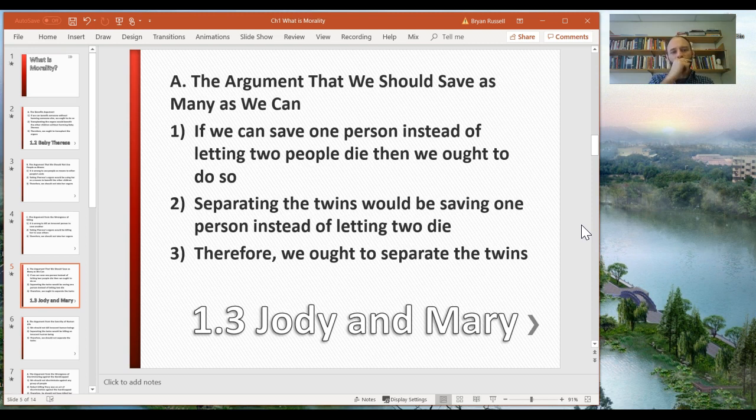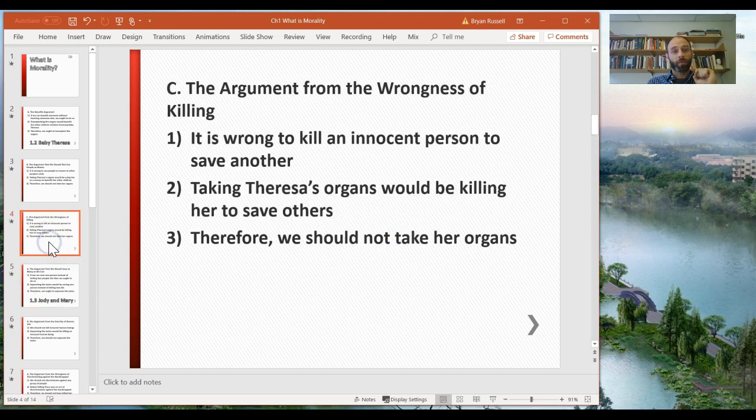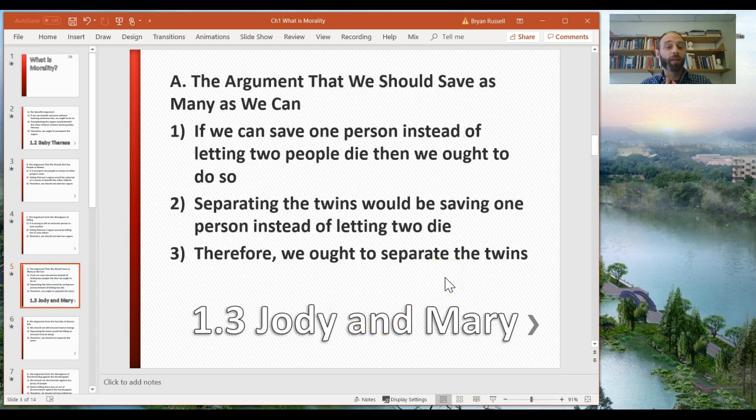What about premise 1? If we can save one person instead of letting 2 people die, then we ought to do so. One thing we might note about this premise is it, if true, would provide some exceptions to the rule it's wrong to kill an innocent person to save another. We saw that with the trolley problems, where if you pull the lever, you would kill an innocent person to save other people. Here, it seems like we'd be killing Mary to save Jody. But it seems at least many of you in the trolley problems thought if we can save one person instead of letting 2 people die, then we ought to do so. So if that premise is true, it seems that the second premise is also true, so this argument would go through. But of course, that first premise, we saw some controversy in that with regard to the trolley problems. Expect to see some controversy with regard to this argument here.